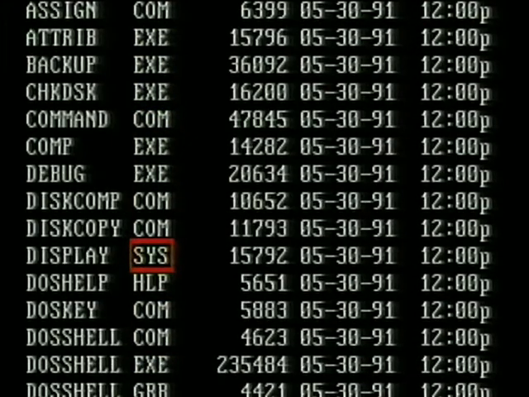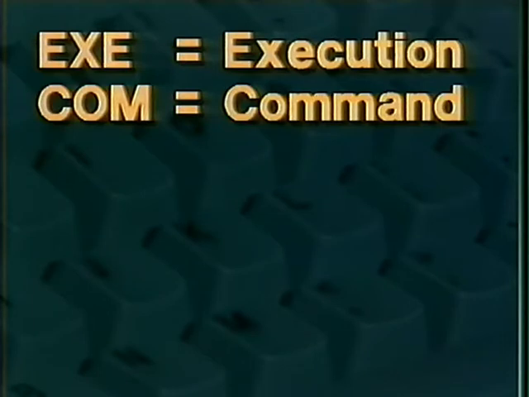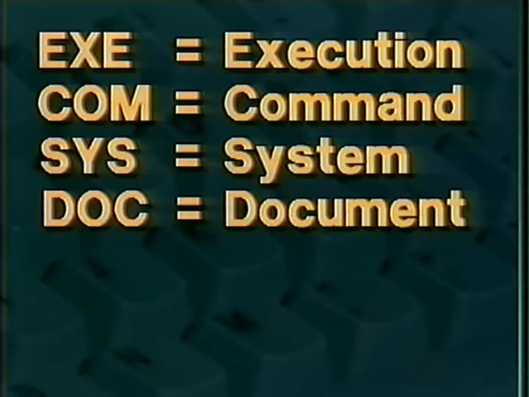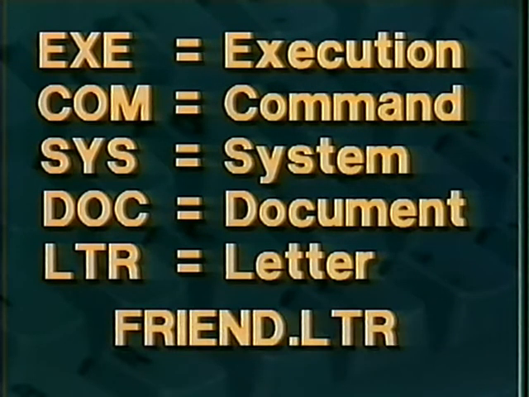These extensions are usually abbreviations that tell what kind of file it is. For example, EXE stands for execution. COM is a command file. SYS is a system file. Some word processors automatically name all documents with a DOC extension. LTR is an extension that is often used to designate a letter. There are many other types of extensions. Some programs add their own, and others let you create them. Like the letter to your friend, you could enter under the file name an extension, friend.ltr. Generally, if a file name has an extension, you must include it when you refer to that file.